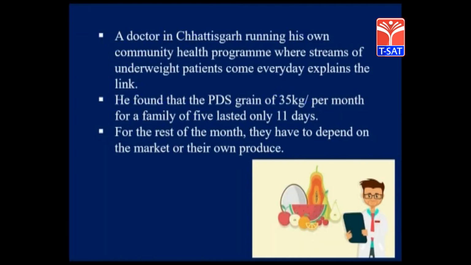A doctor in Chhattisgarh runs his own community health program where streams of underweight patients come every day, and this incident explains the link. What he has found is that PDS grains of 35 kg per month for a family of 5 lasted only 11 days. For the rest of the month, they have to depend upon the market for their own produce.